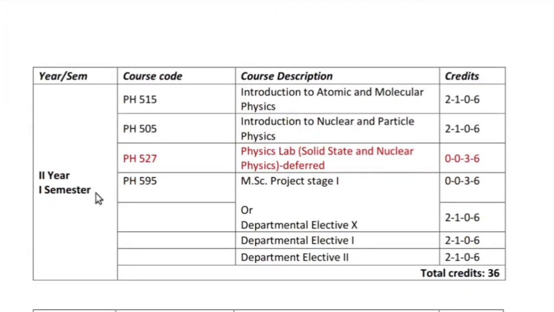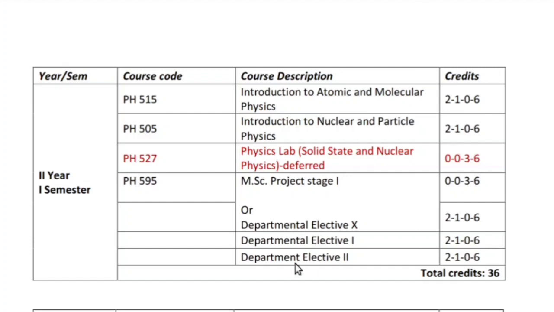Then we have the second year, first semester. As you can see, now we get a bit of freedom. So there are 3 core courses: atomic and molecular physics, which covers fine structure, hyperfine structure and molecular spectra. Nuclear and particle physics mainly focuses on nuclear physics itself. And then there is a lab. Because of COVID, the lab was postponed, but they do have it in their course.